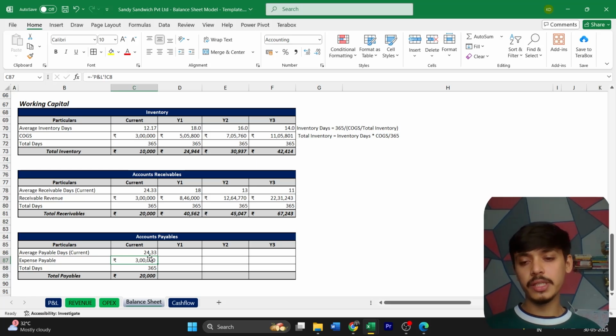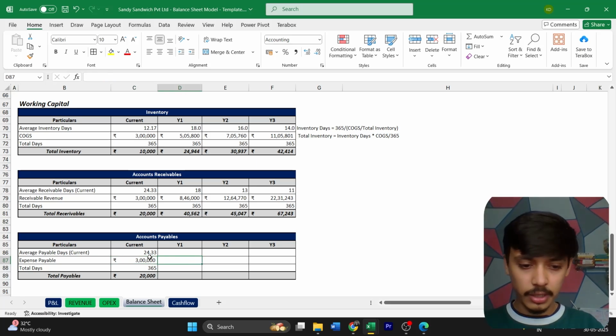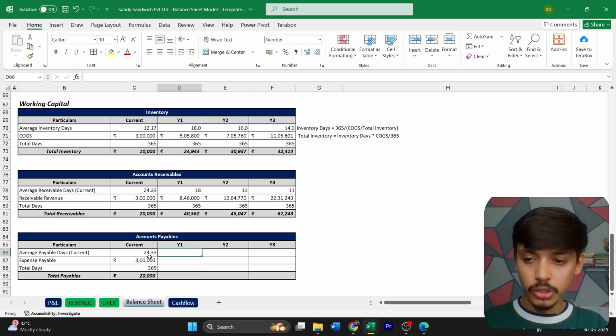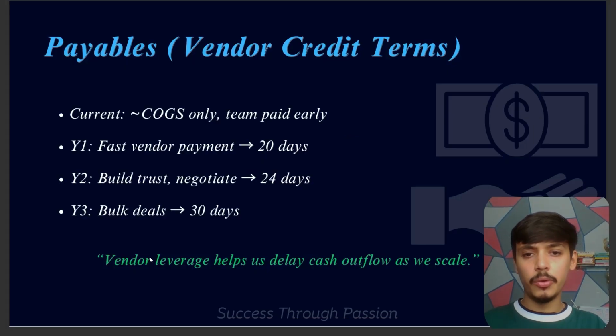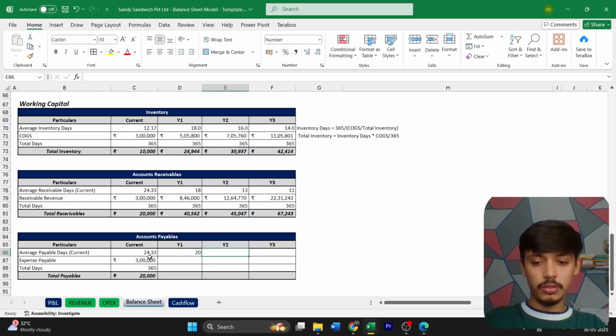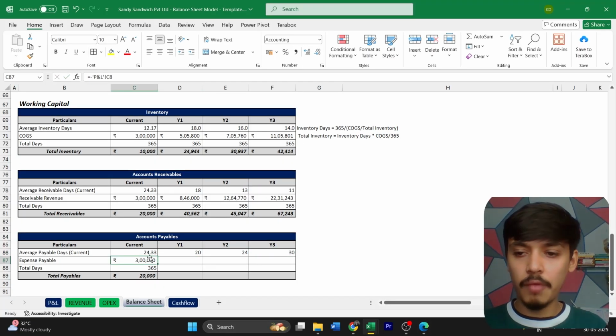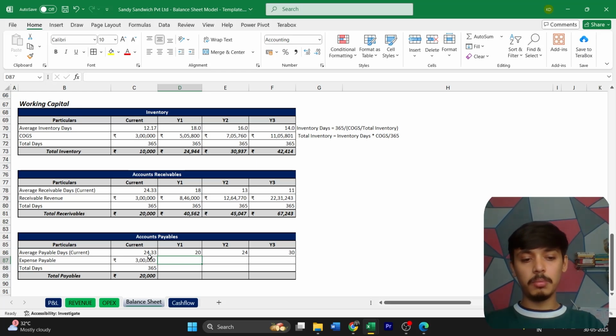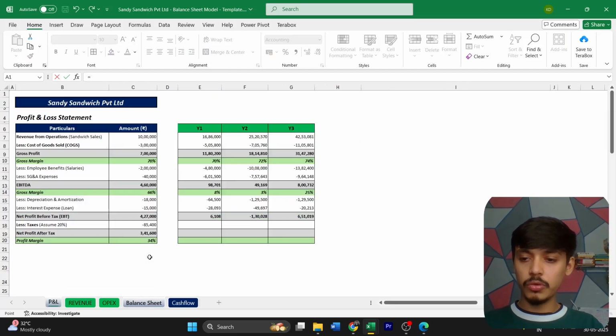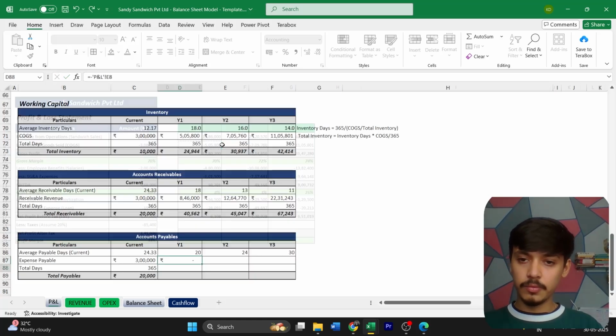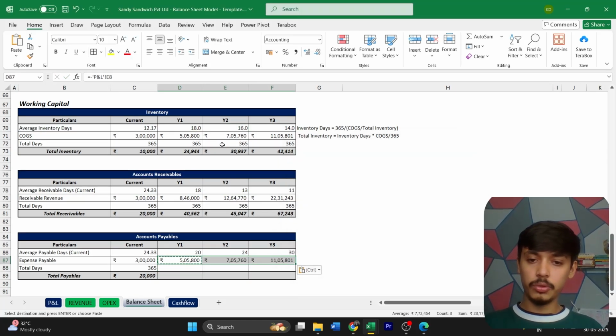Since all the employees are paid on time, and the GST and everything is being paid on time, we will now start plugging in the numbers. So payable days year 1 is 20, year 2 is 24, and year 3 is 30. So 20, 24, and 30. Now we need to calculate the expense payable, which is the COGS amount. So we will plug that from the P&L, scale it to year 3.